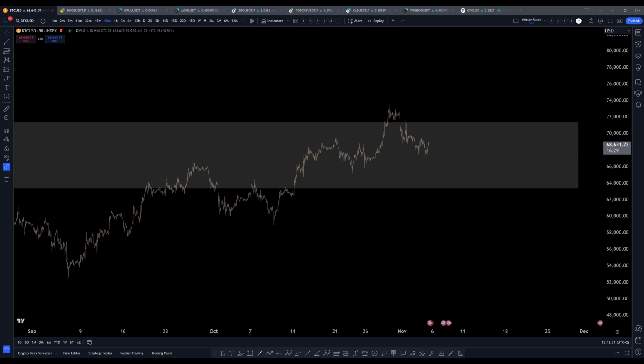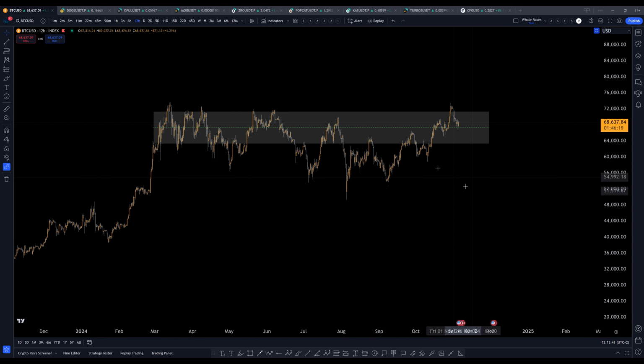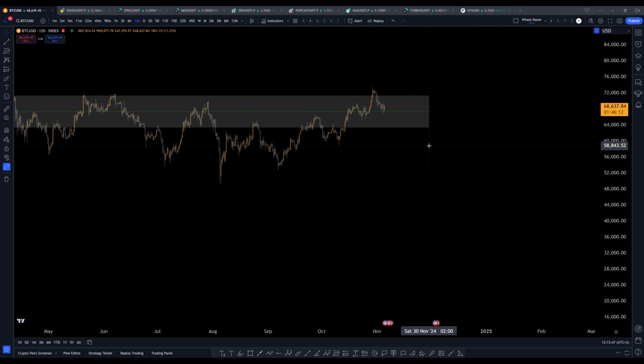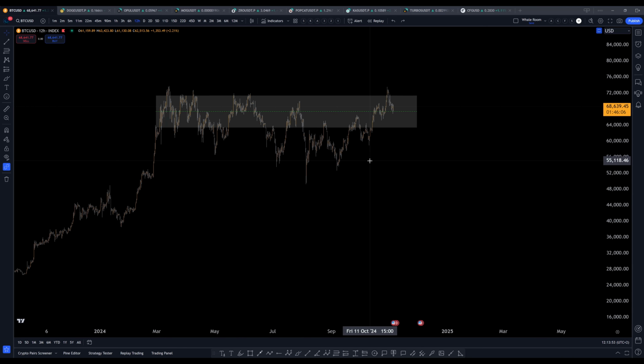Let's have a look a little bit on Bitcoin. Let's have a look on the bigger time frame. You know I love the big time frames. Let's visit the 12 hours. This is the range, the well-known range that I have marked. Currently we are above the 50% of the range, right? Okay, cool.